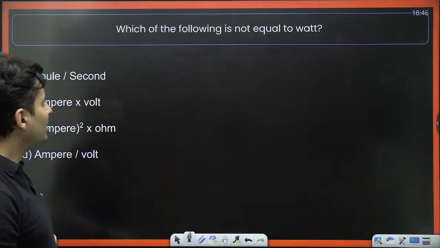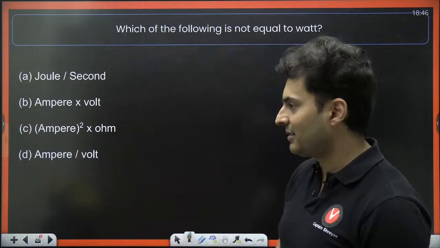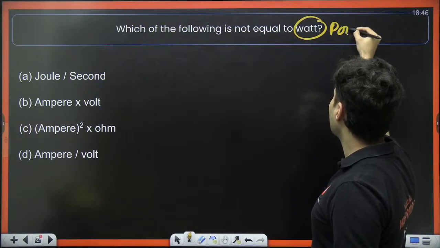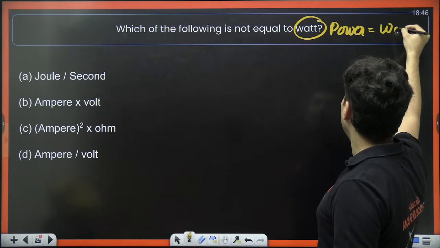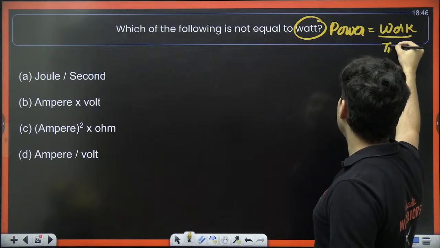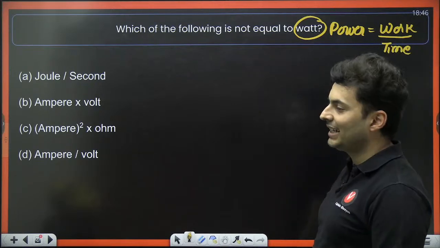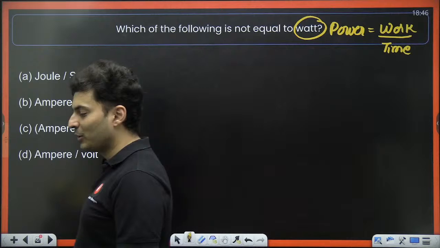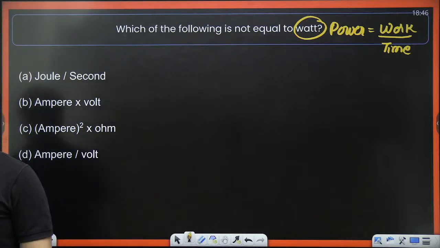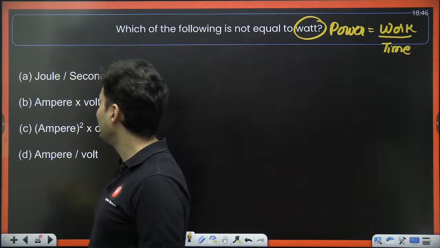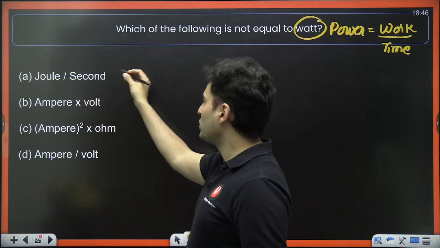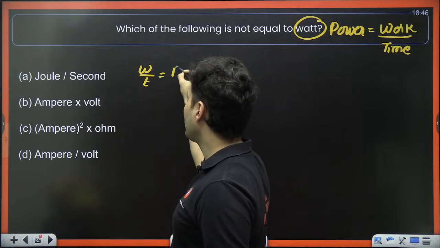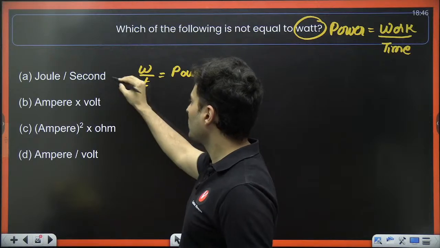Keep this in mind. Which of the following is not equal to watts? Watt is a unit of power. Watt is nothing but a unit of power. Power is nothing but work divided by time. Work divided by time. You should be able to get this, my dear students. Very, very simple. This is joules. Joules is work. Second is basically time. So work by time is power. Yes, that is correct.